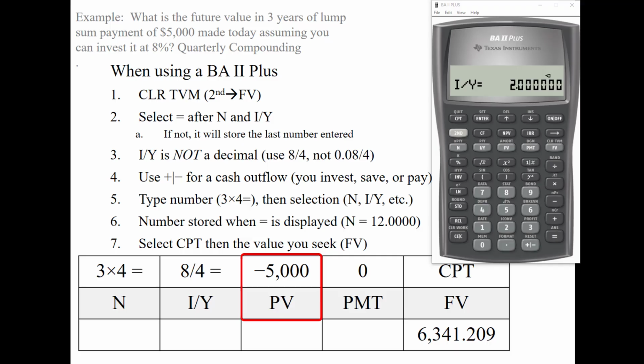Our present value is a negative amount, so we're going to type in 5,000 and then hit the plus or minus key and then PV. Our payment is 0 because there's not an annuity. So I'll type in 0 and then PMT. And we're going to compute our future value, so I'll hit CPT and FV. And we'll see a future value of $6,341 and about 21 cents.